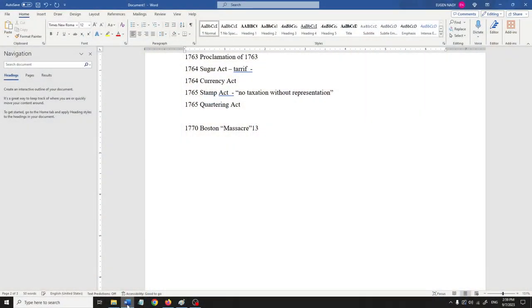So, this is the event. But how does it remain known as the Boston Massacre? Why is this important? Although I'm sure you already understand. Because it's not just what happens, as I said. It's how it is interpreted.